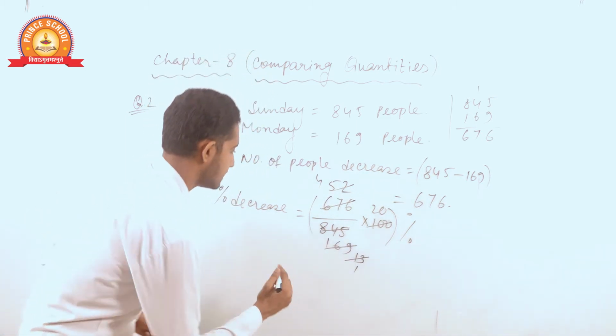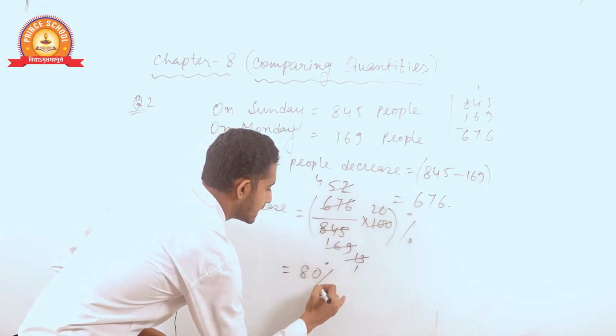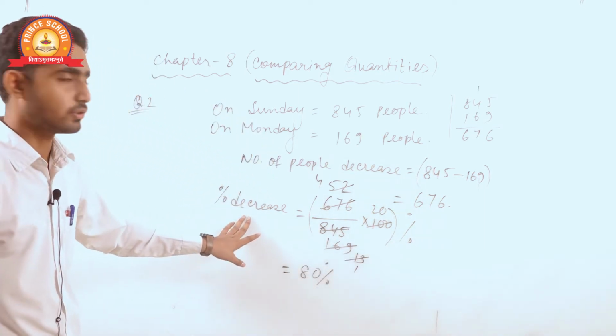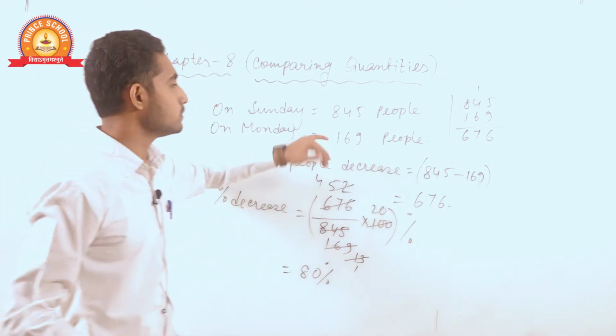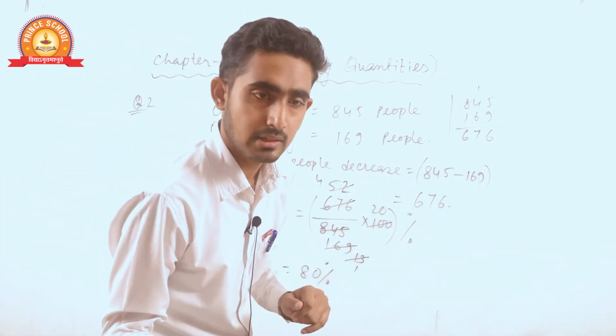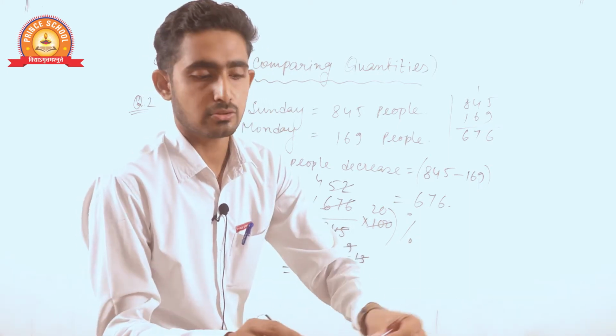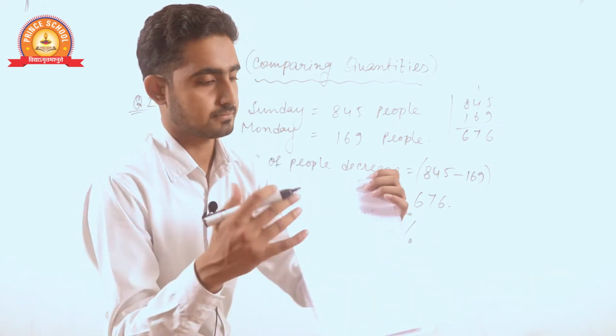That is 80% decrease in the people. So you can say 80% of people decreased as compared to Sunday. That is your complete answer. Now comes your next question, question number 3.